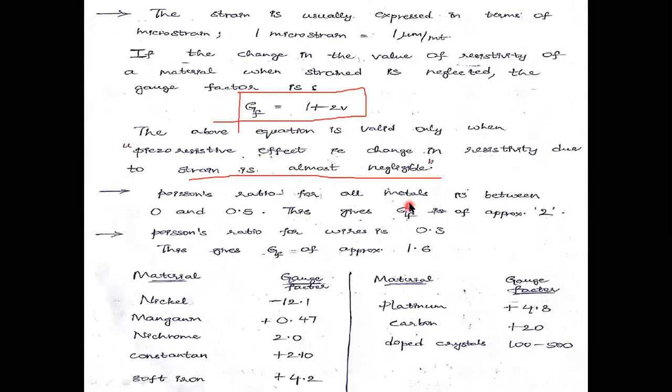And the Poisson's ratio for all the materials is between 0 and 0.5. This gives a gauge factor of approximately 2. Different gauge factors are there with respect to the material: nickel, manganese, nichrome, constantan and soft iron, platinum, carbon, doped crystal, like that. Here for doped crystals, the gauge factor is very high, that is 100 to 500.